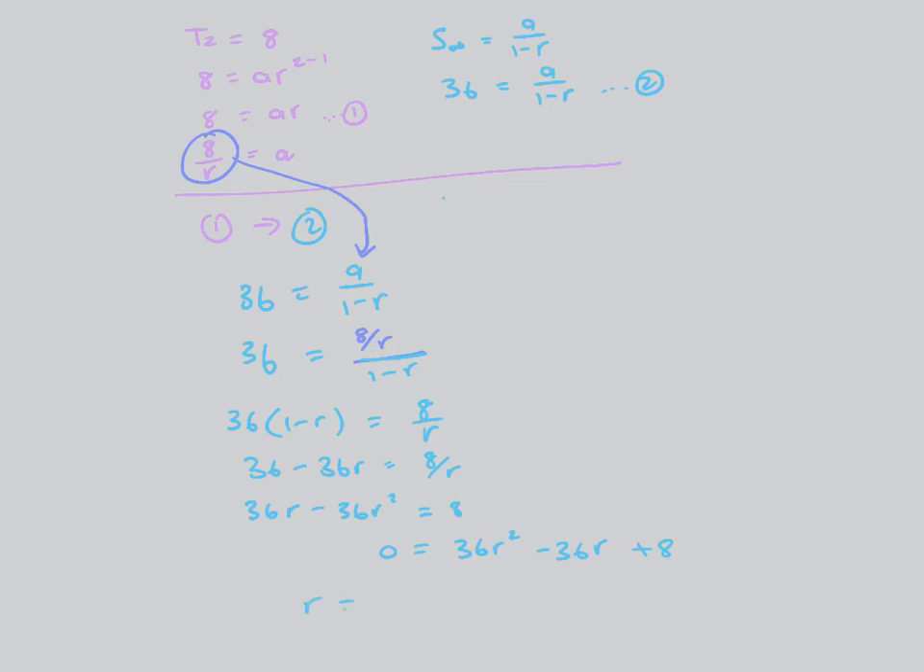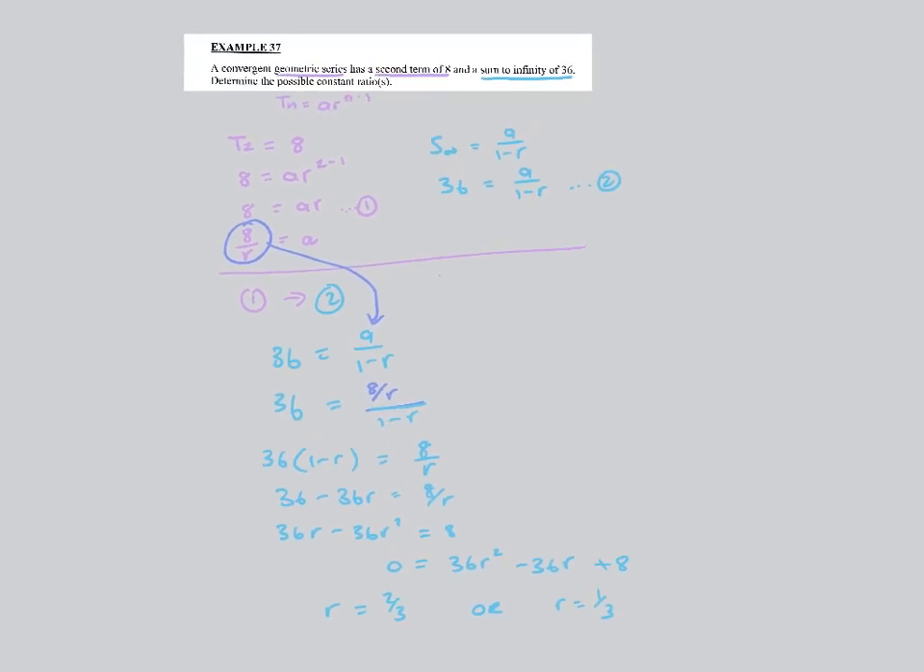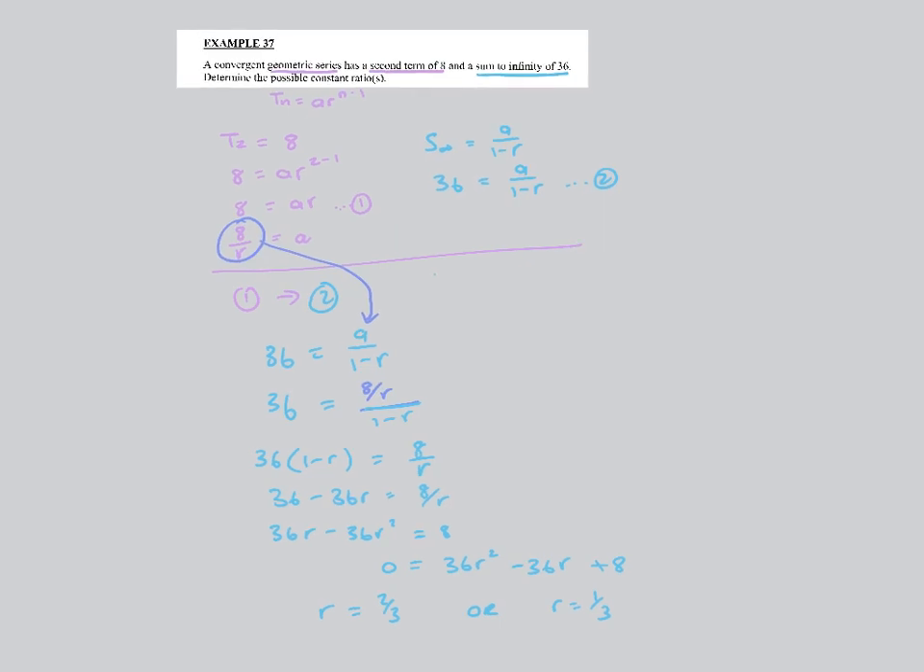Then you're going to get two values for r. So r is equal to 2/3, or r is equal to 1/3. How beautiful is that, eh? So, yeah, to determine the possible ratios, that's what we did.